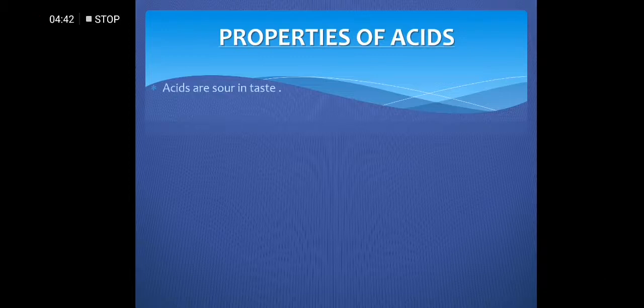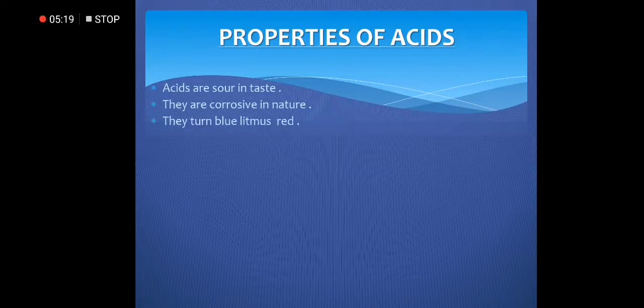Acids are sour in taste. They are corrosive in nature. They have a tendency to corrode or damage any surface they come in contact with. If they are kept in metal containers, they corrode them. They react with the metal and damage the surface. Therefore, it is always advisable to store acids in glass bottles. It is also suggested that we should never handle acids with our hands without precautions because it can even damage our skin.